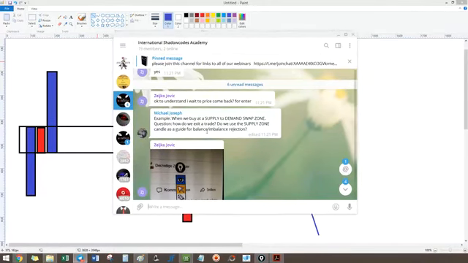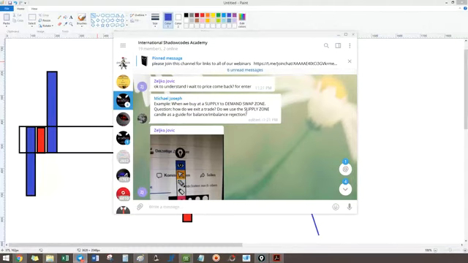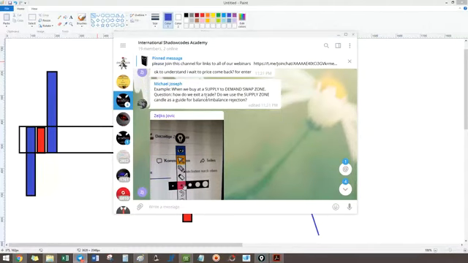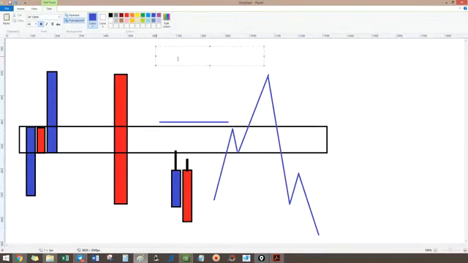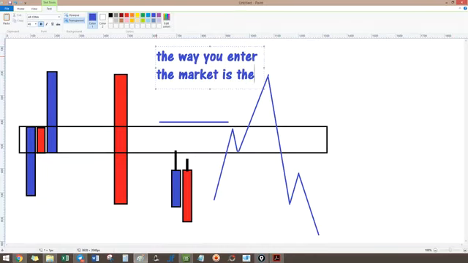Second one, when we buy at a supply demand zone, how do we exit the trade? Do we use the supply zone candle as a guide for balance and imbalance? How you enter a trade, the same way you exit. I will write it down: the way you enter the market is the same as the way you exit the market.